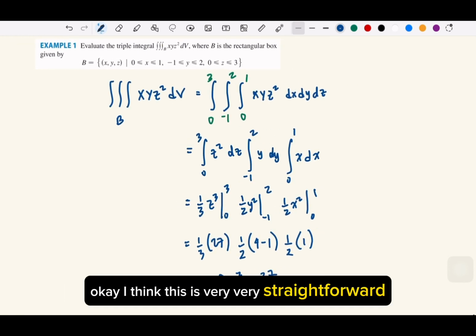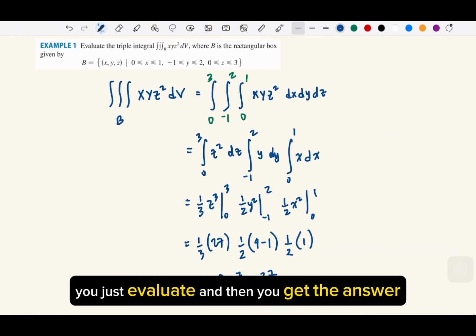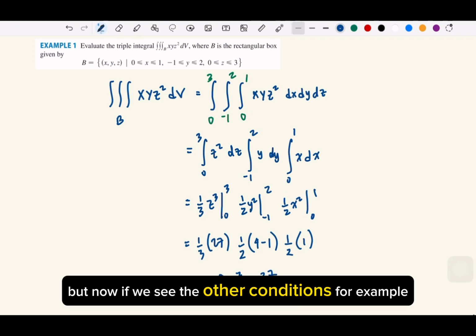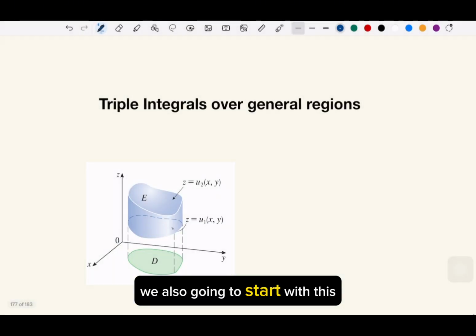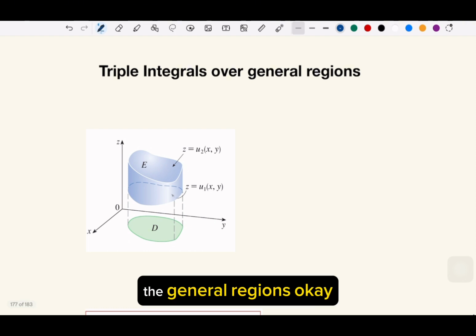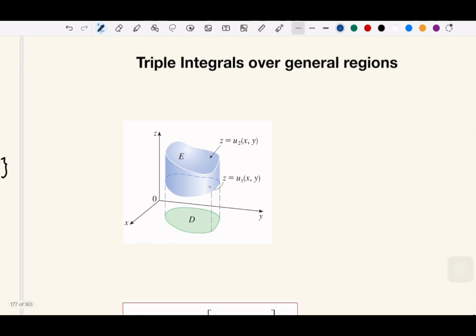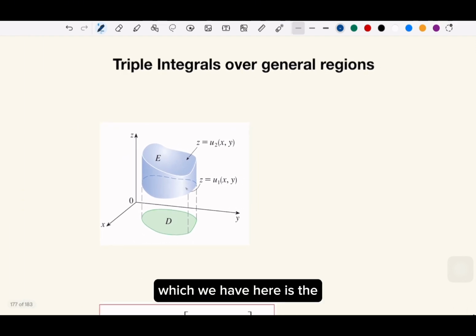Okay, I think this is very, very straightforward. You just evaluate and then you get the answer. But now, if we see the other conditions, for example, we are going to start with the general regions, okay, which we have here.